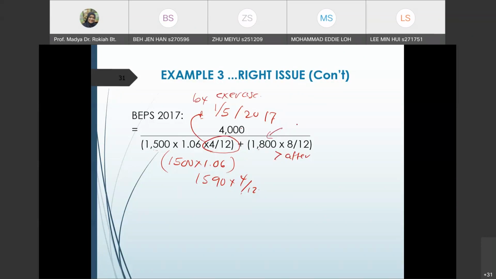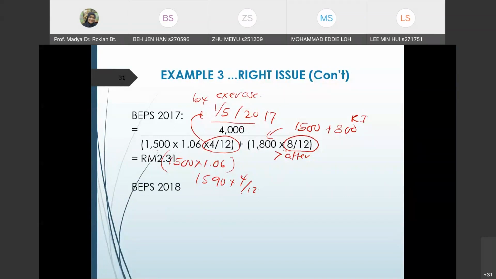Where do you get this? 1,500 plus another 300 from the rights issue. The period is starting from 1st of May, so we have another 8 months. So 1,800 times 8 over 12. Altogether you are going to get 2 ringgit and 31 cents. That is what you have for the year 2017.